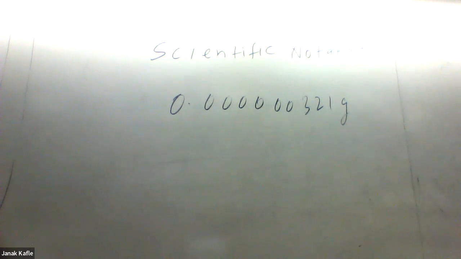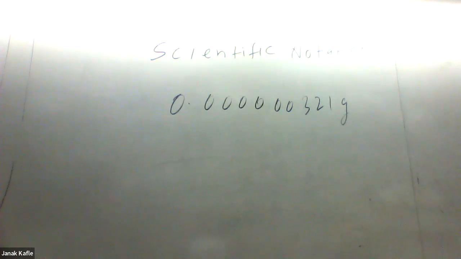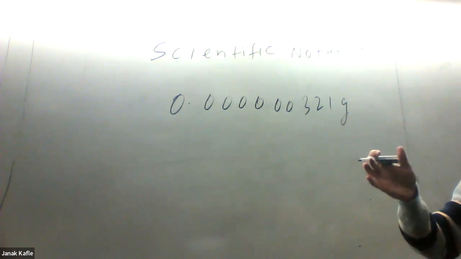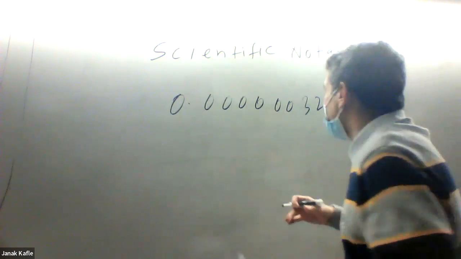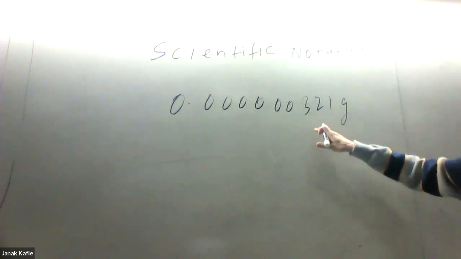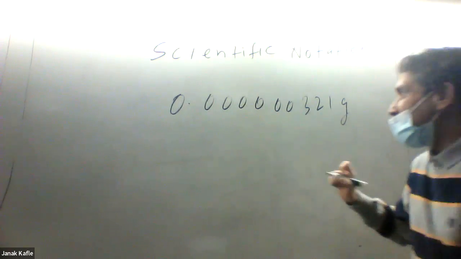So we need to express this number in such a way that it is easy to memorize and talk with other people. Make sense? So I'm just making this number. It's not the mass of the real bacteria. So what we do is we need to express this number in a scientific notation. Scientists don't write the numbers like this. So how they do is they do like this.